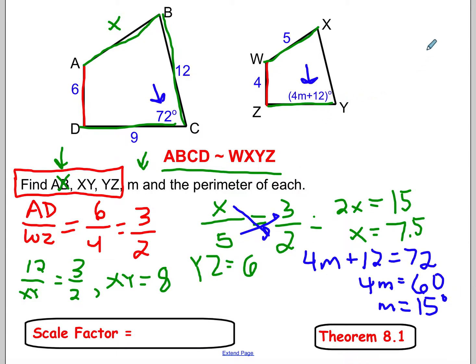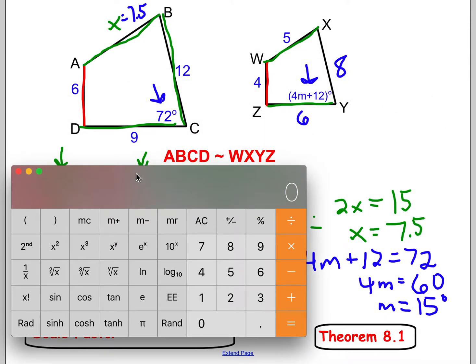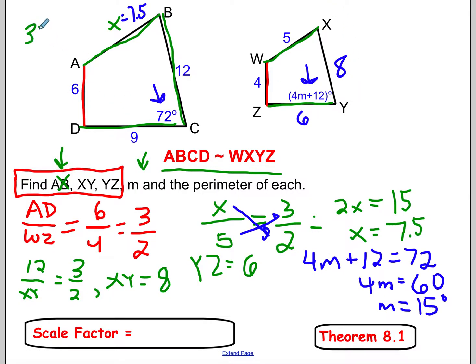Now, last step, I need to find the perimeter of each. And when I find the perimeter of each, remember x is 7.5. We discovered that XY was 8 and that ZY was 6. So when I find the perimeter of this one, I'll pull out my calculator. The perimeter of ABCD is going to be 9 plus 6 plus 7.5 plus 12, which is 34.5. So I'm going to write that down over here: the perimeter of this is 34.5.